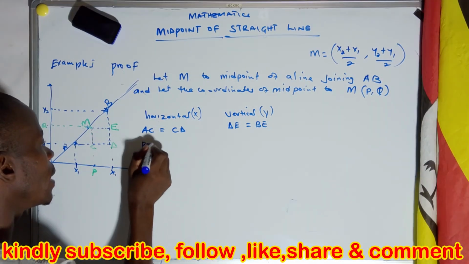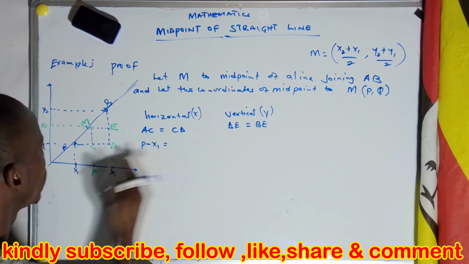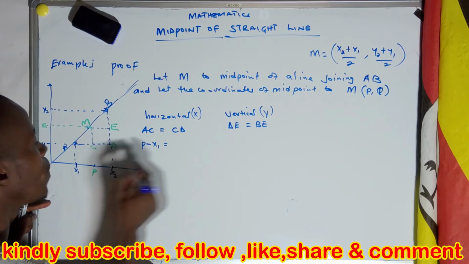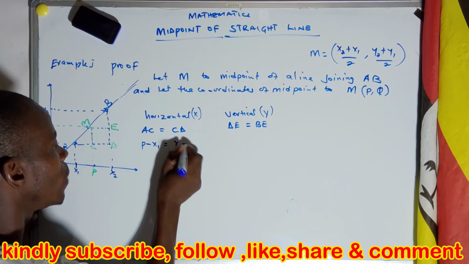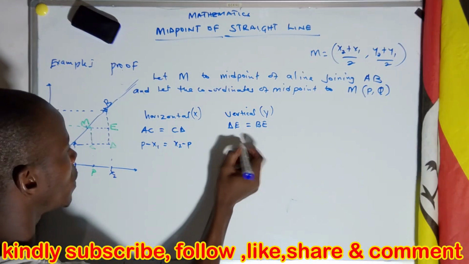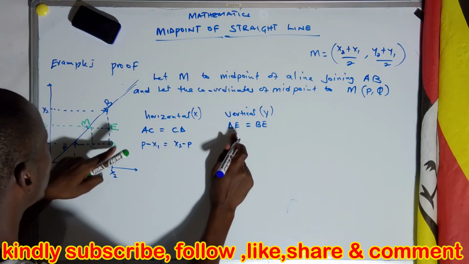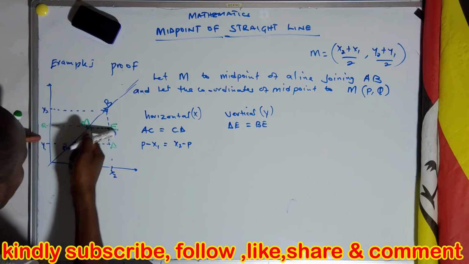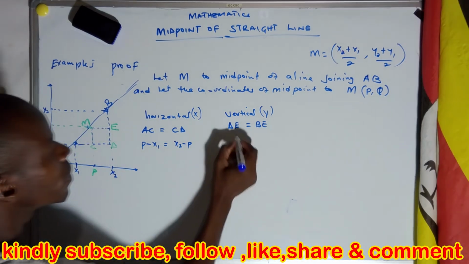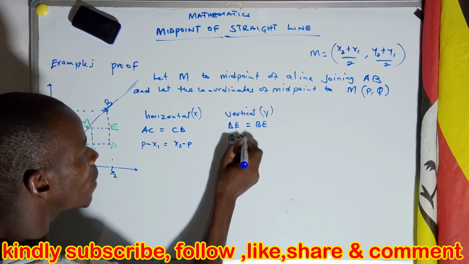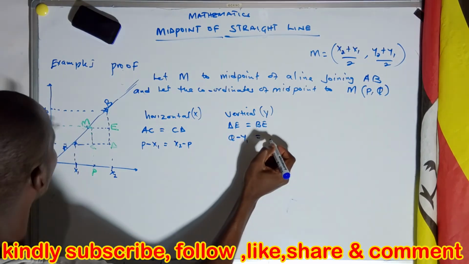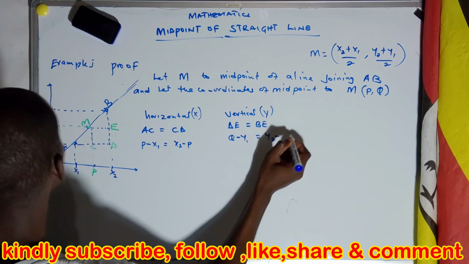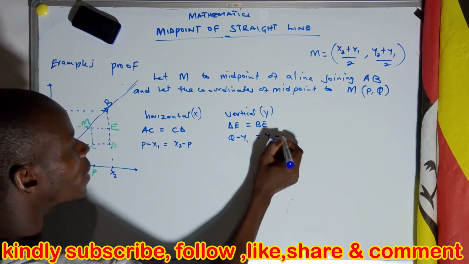P minus X1 is equal to CD. We get X2 minus P. Then we come this side, DE. DE we come around this side, vertical, Y axis. DE we get Q minus Y1. Q minus Y1 is equal to BE, which is the change in Y, Y2 minus Q.